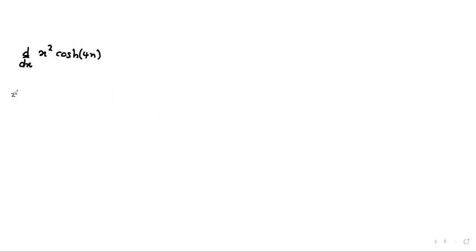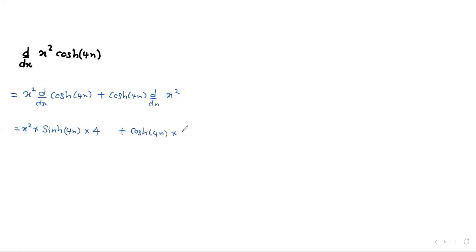So I can put it this way: keep x squared and differentiate cos 4x, plus keep cos 4x and differentiate x squared. So x squared times the derivative of cos 4x, which is minus sin 4x into the differentiation of 4x, which is 4, plus cos 4x times the differentiation of x squared, which is 2x. It turns out to be minus 4x squared sin 4x plus 2x cos 4x is the final answer for this question. That's a way of doing this kind of question.